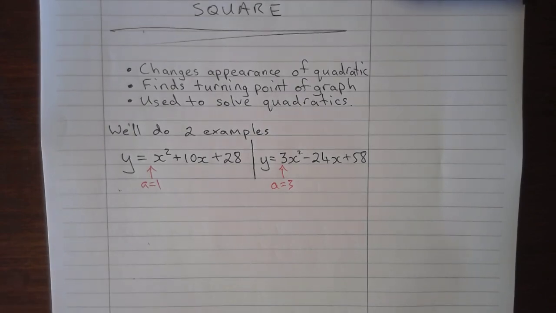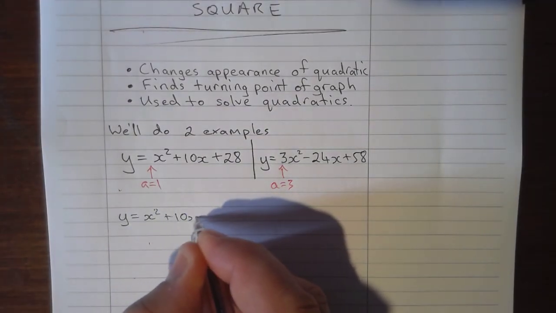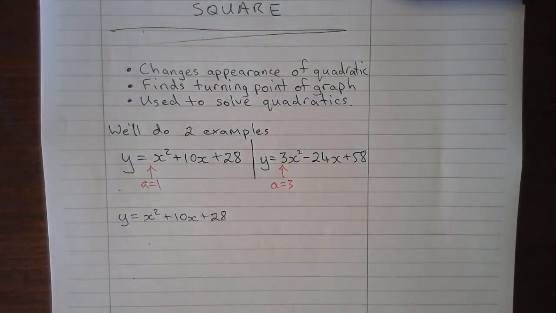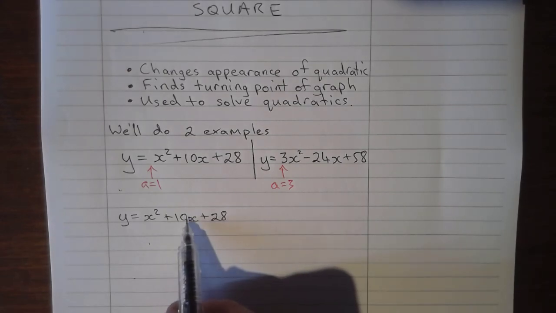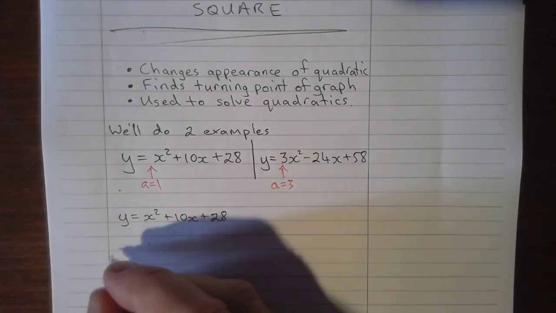All right, so let's start off with that first one, y equal to x squared plus 10x plus 28. Now the idea of completing the square, the name of it will become a bit more obvious later on. But what we're going to try to do is factorize a square, even though there isn't one there. That just means there's going to be something left over at the end. So the way that we do this is we take a look at the b coefficient, which in this case is positive 10.